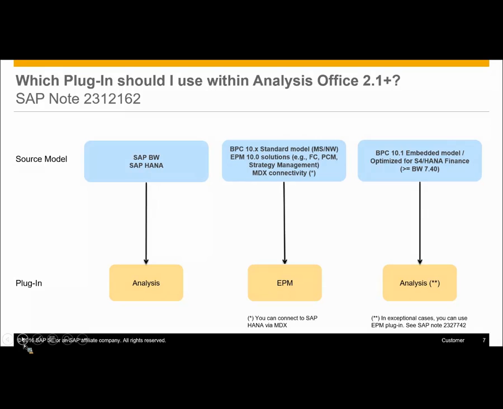And for the traditional BW and HANA sources, we recommend Analysis because the complete metadata is covered here. And for the traditional BPC standard model, as well as some MDX connectivity, we recommend the EPM plugin. For BPC embedded model, we also recommend Analysis because the embedded model is basing on a complex BW model, and Analysis is already more or less feature complete in understanding the BW model at this point in time.